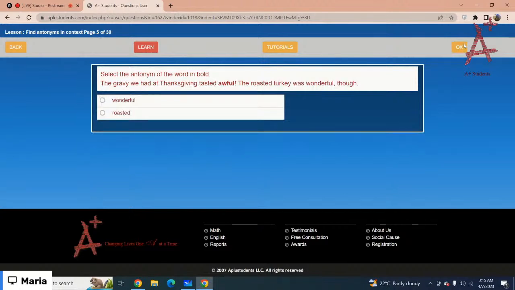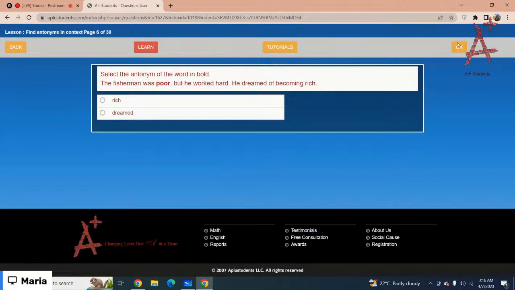Select the antonym of the word in bold. The gravy we had at Thanksgiving tasted awful. The roasted turkey was wonderful though, which is the correct option? Yes, the awful has the antonym that would be wonderful. I think, okay, yes, that would be wonderful.